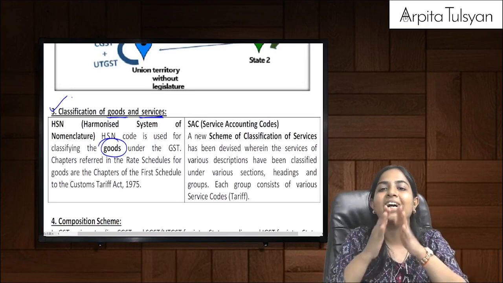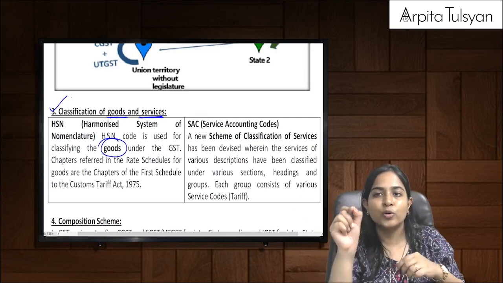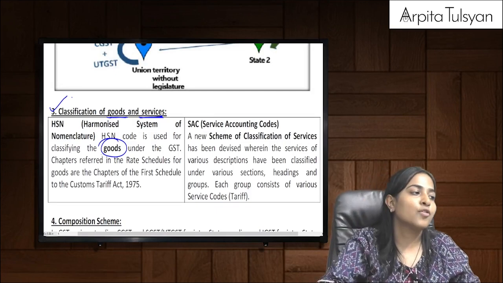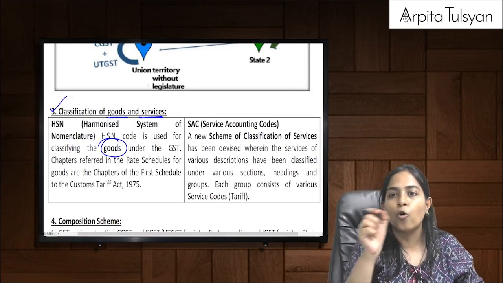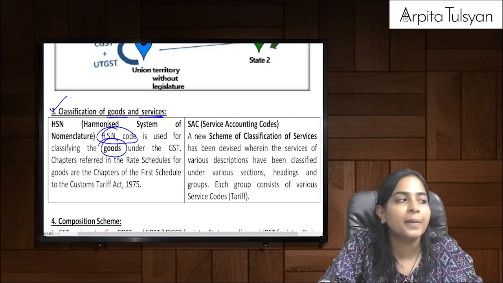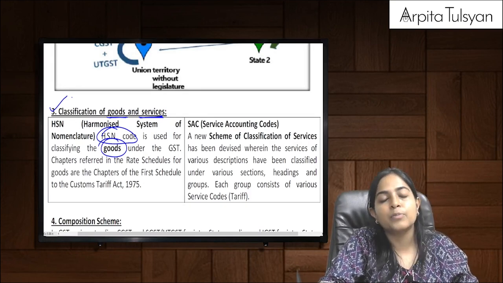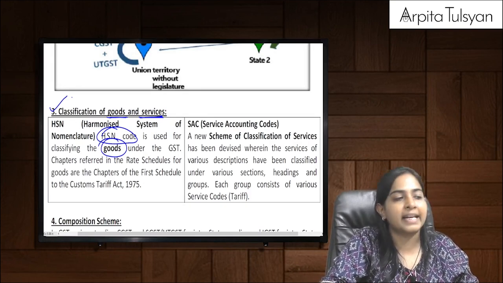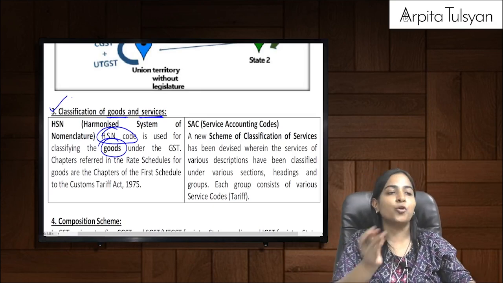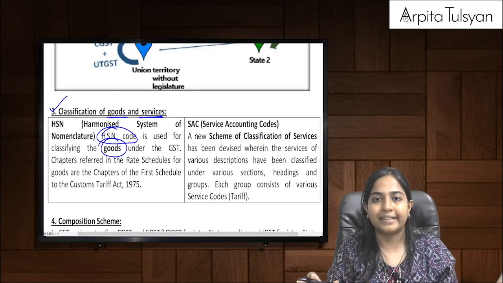So, they have done the classification because we will require a table, na? That so and so goods are there, this rate will be applicable. So for that, they have done a coding. Okay, and that is called HSN code, Harmonized System of Nomenclature. HSN code is used for classifying the goods, which goods will be taxable at what rate.